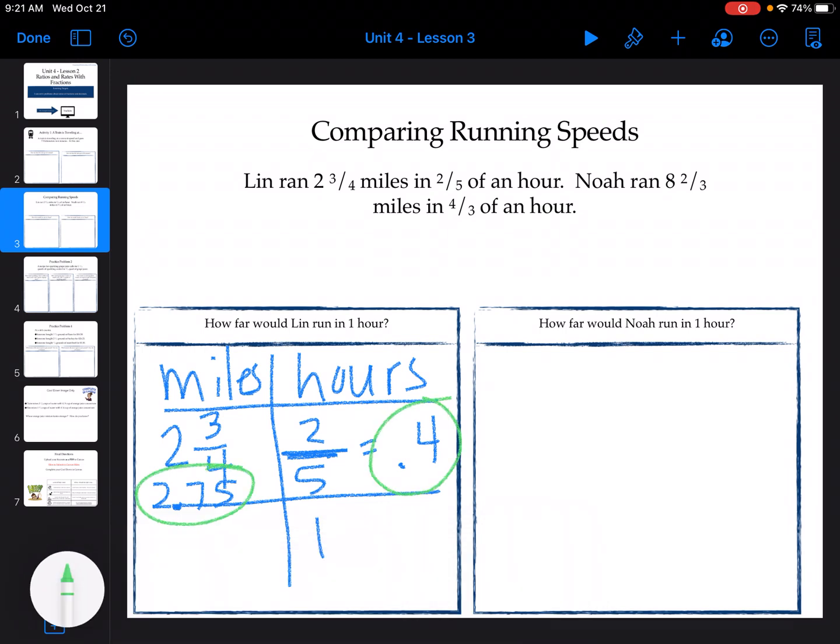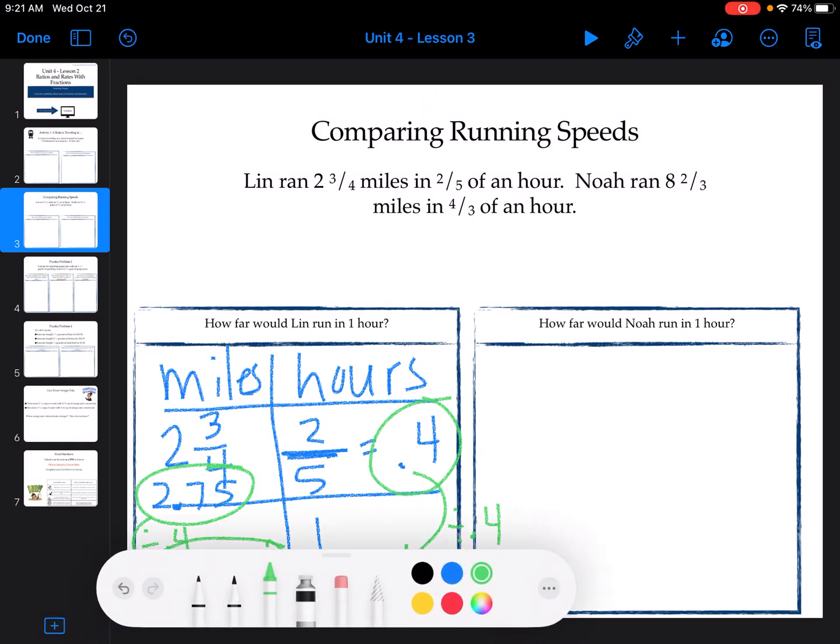So I have to get from 4/10 to 1. So I'm going to divide by 4/10. Same thing on this side. I'm going to divide by 4/10. So 2.75 divided by 4/10, and I get 6.875. So that means that in 1 hour, Lynn can run 6.875 miles. All right. Now they want to know how far Noah's going to run in an hour.